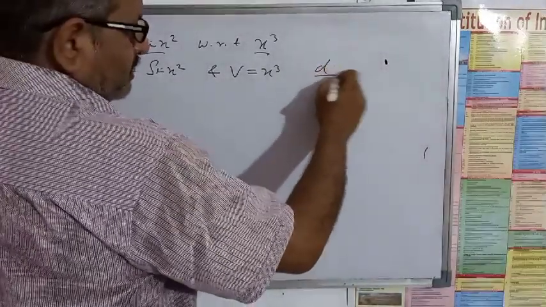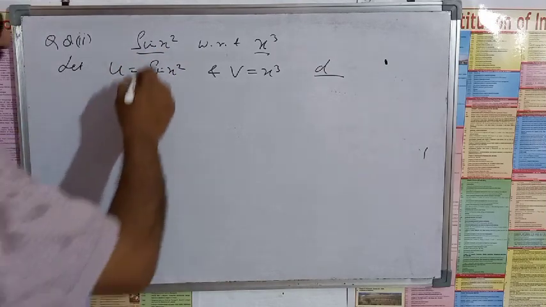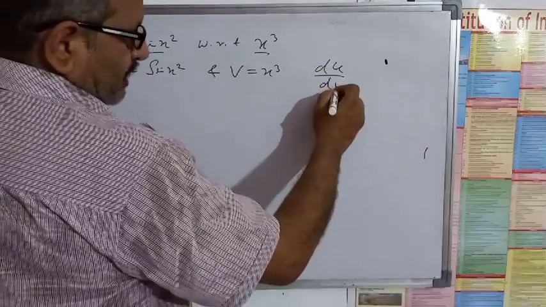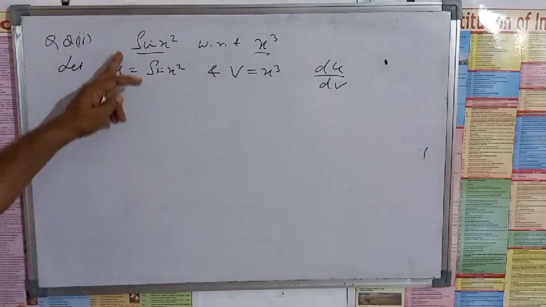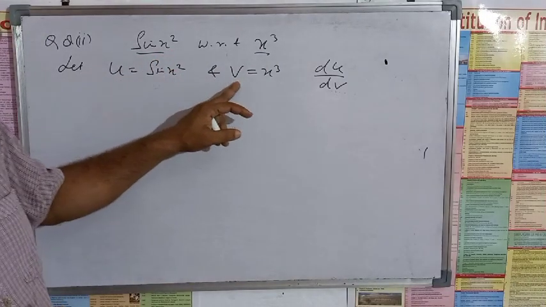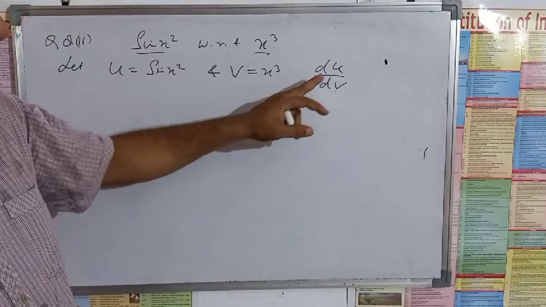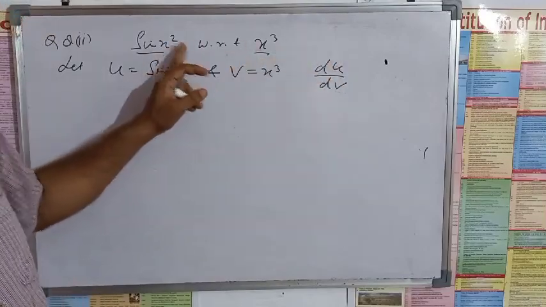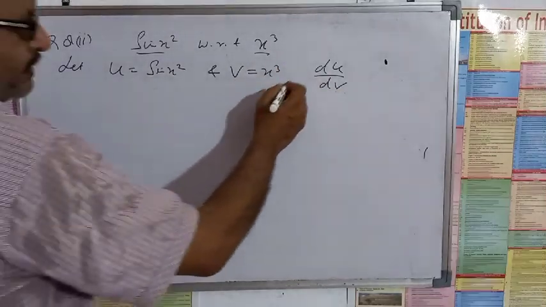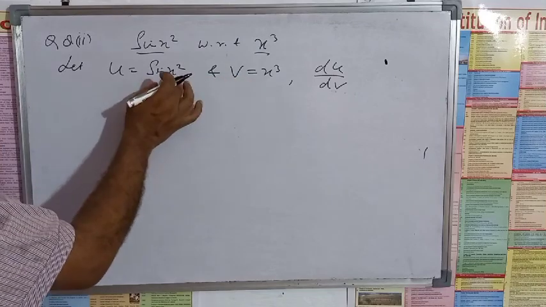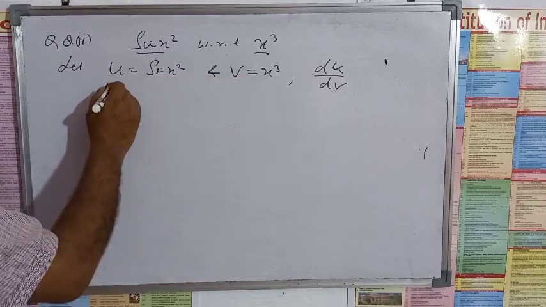Then what do we have to find? Differentiate sine x square, and sine x square we have supposed u. It means we have to differentiate u with respect to v, with respect to x cube, and x cube is v. So firstly let u is equal to the first function sine x square, v is equal to the second one x cube. We have to find du by dv, means differentiation of u, sine x square, with respect to v, x cube. So again it is a parametric function. The parameter here is x.